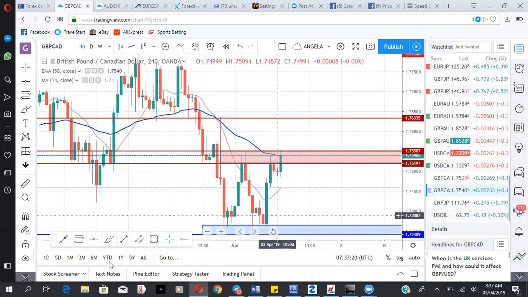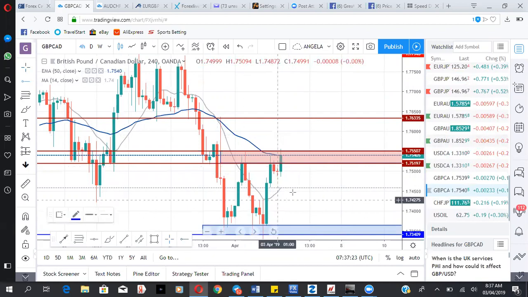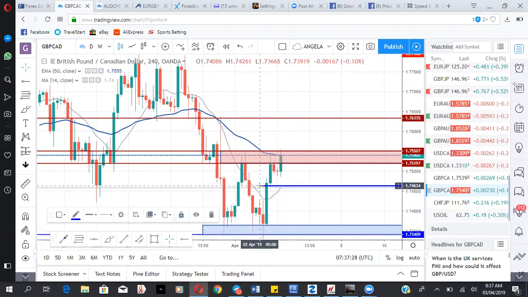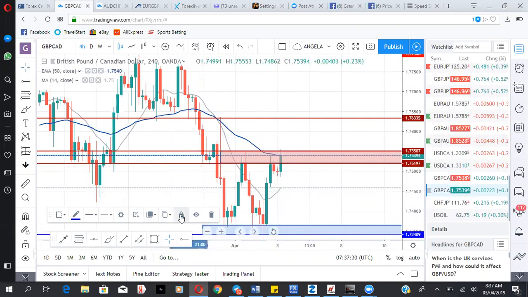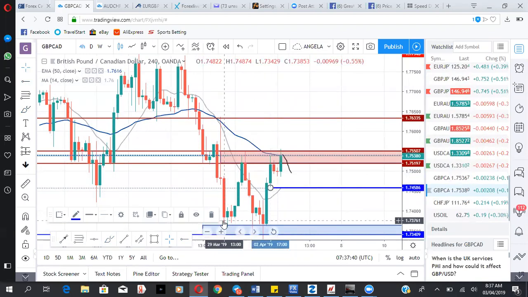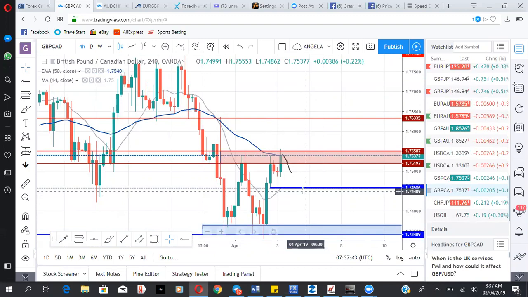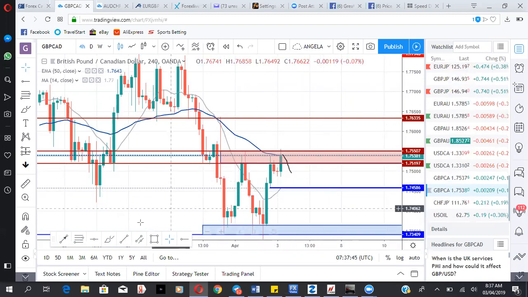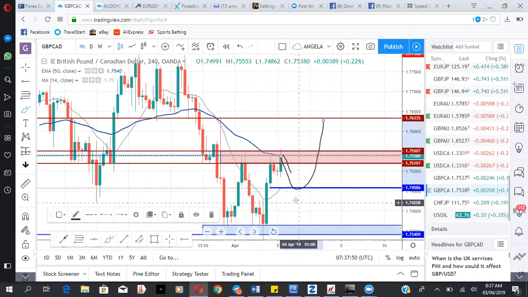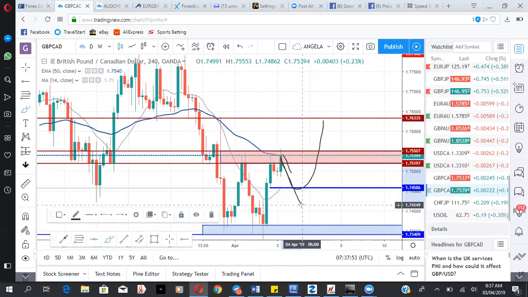But should price drop, your first level of support comes in at this point. Should price drop from this area, you'll be waiting for it to hold above here and move higher. But should it break below this 74.58, wait for a retest and a drop into this area.